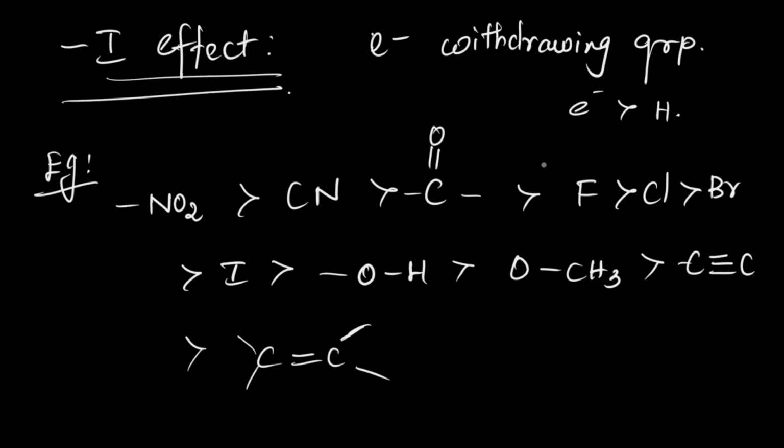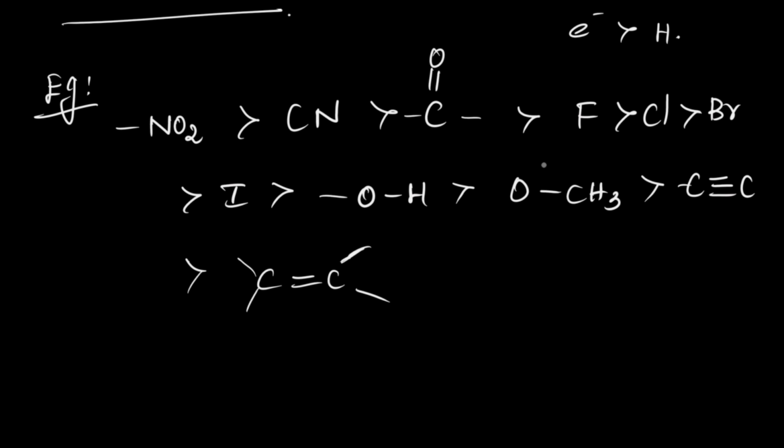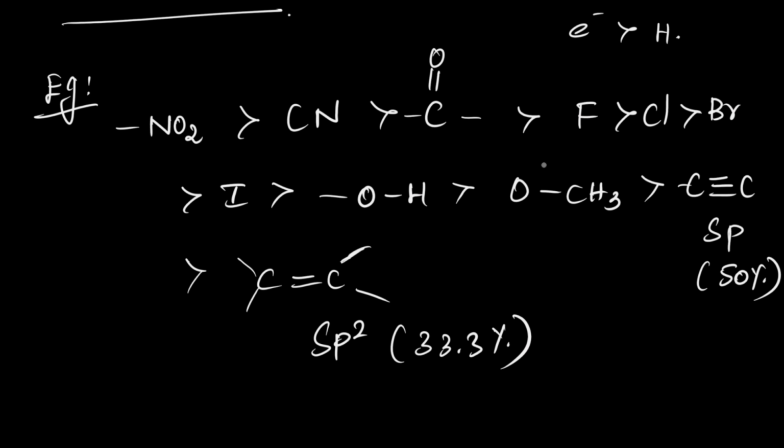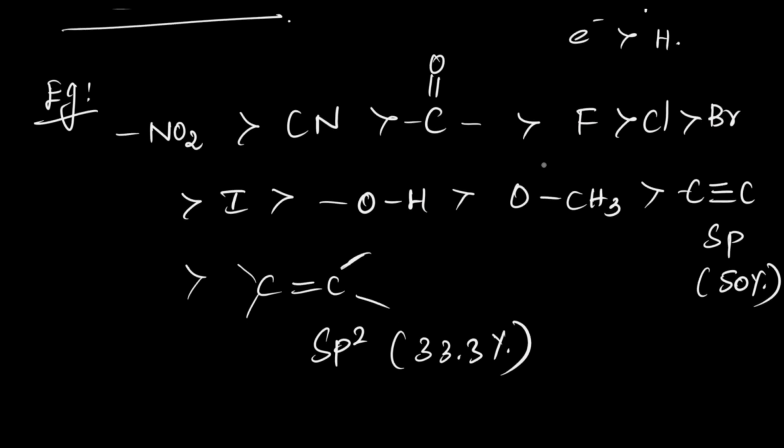Okay, ma'am, why are you including these alkynes and alkenes over here? Of course, these also have more electronegativity, because this is sp hybridized with 50% s character, and this is sp2 hybridized, where it has 33.3% s character. The more the s character, the more the electronegativity and more acidity, isn't it? Okay, are we clear about minus I effect?